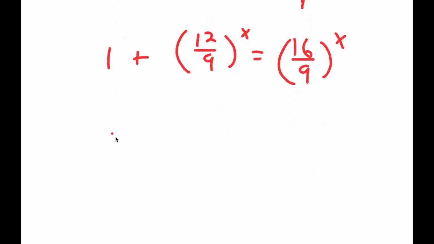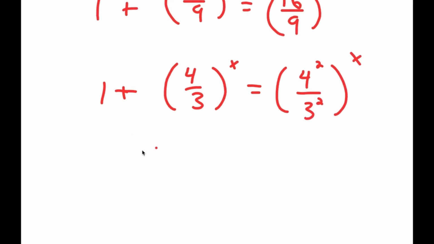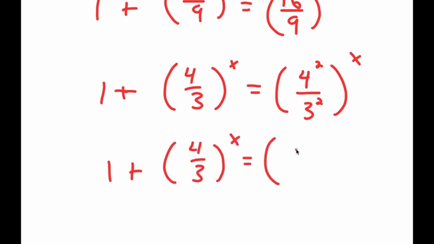Now, 12 over 9, that simplifies to 4 over 3. And 16 over 9, that simplifies to 4 squared over 3 squared. Now, 4 squared over 3 squared, that's the same thing as 4 over 3 squared. And now I have this to the power of x.